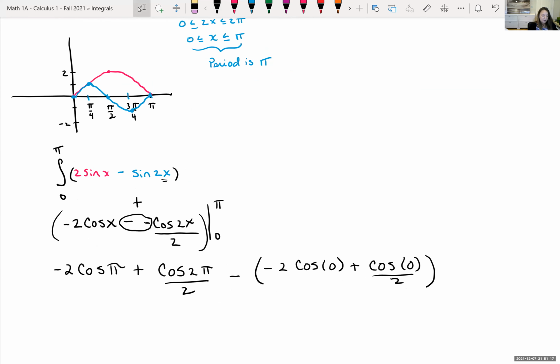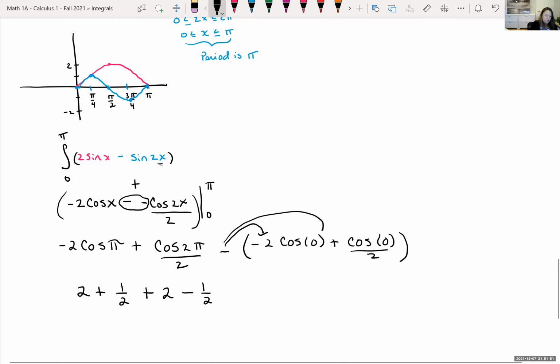Cosine of pi is -1, so -2 times -1 gives us 2. Plus cosine of 2 pi is 1, so 1 over 2 gives us 1/2. This is really going to be a plus 2 cosine of 0. Cosine of 0 is 1, so that's just 2. Minus, just removing the negative, cosine of 0 is 1 all over 2, so 1/2. Notice our 1/2s cancel, and we're just left with 2 plus 2, which gives us 4.